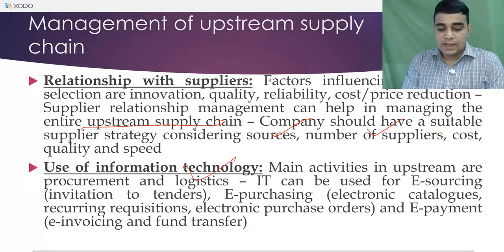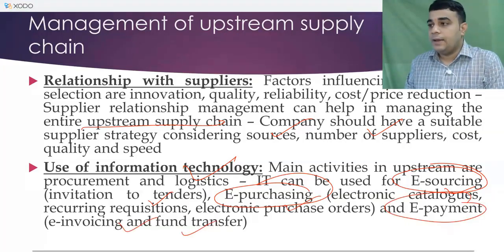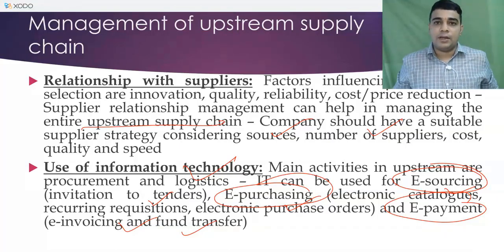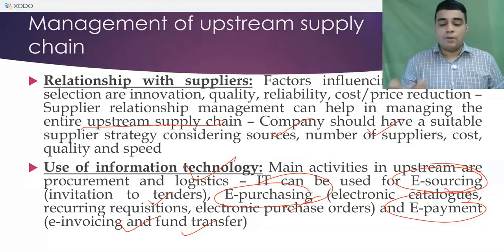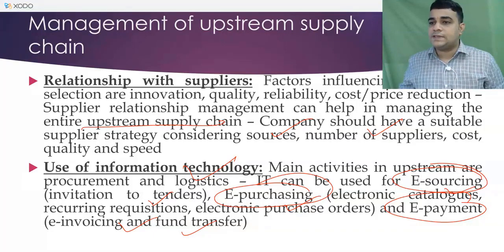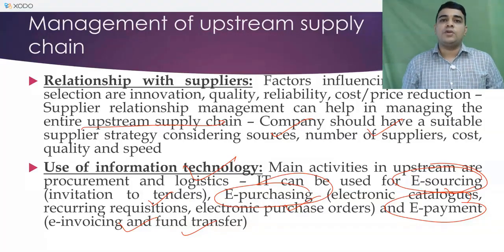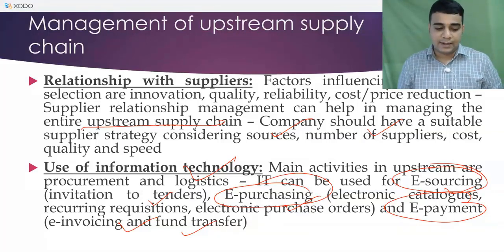Procurement and logistics: e-sourcing, invitation to tender, e-purchasing, electronic catalogs, recurring requisitions, electronic purchase order, and e-payment, e-invoicing and fund transfer. Everything is trying to move to the electronic mode. When it moves to the electronic mode, some physical movements can be there, but I don't see, other than invoicing, other things entirely can happen in online mode. We wouldn't want to send a physical purchase order. You send an online purchase order, that kind of takes care.